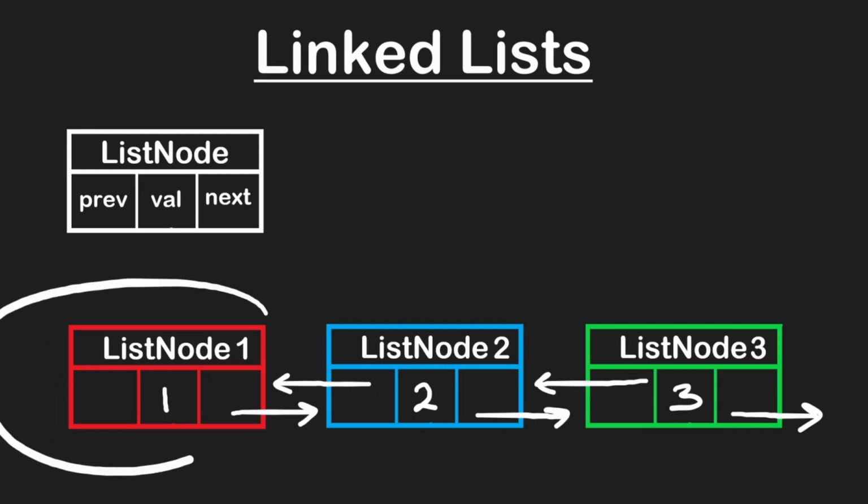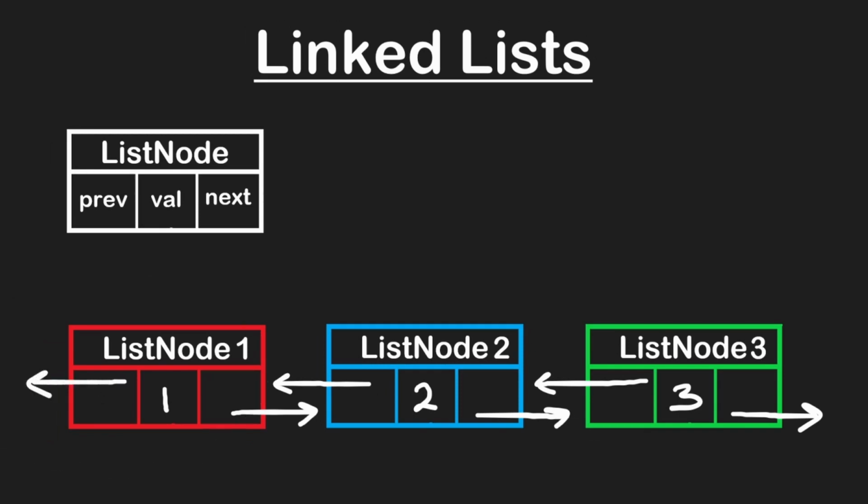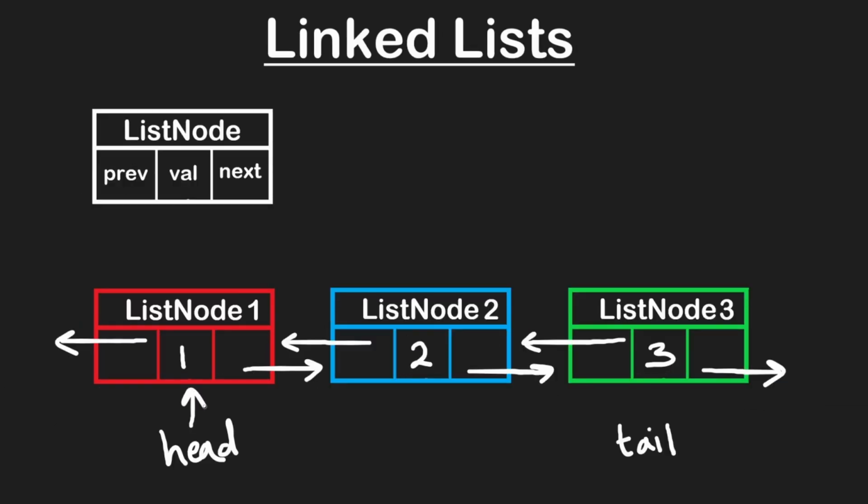Now the first node does not have any previous pointer, so we can assume it's set to null, the same way the last node has a next pointer set to null. That's how we know we get to the end of the list, and this is how we know we've gotten to the beginning of the list. Now just like with singly linked lists, let's assume that we have a head and a tail pointer to the first and last node of our linked list.